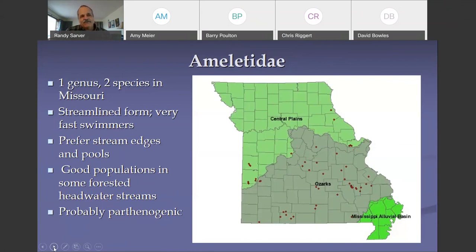The main reason they can exist there, these guys and the next family, is that when they lay eggs, those eggs can go into a resting stage and dry out. They can spend a few months dry when the streams dry. The stream rehydrates in the fall, and the eggs hatch, and then the nymphs develop pretty fast over the winter and emerge real early in the spring.